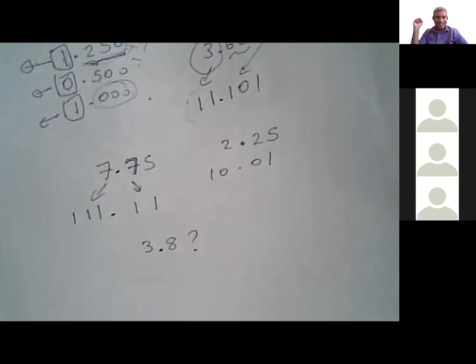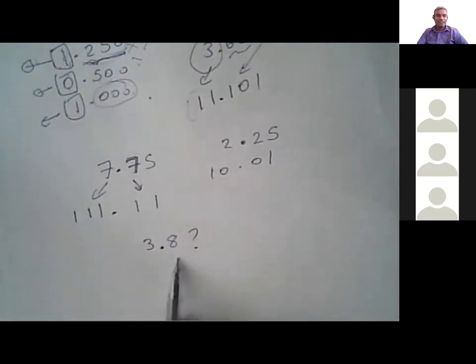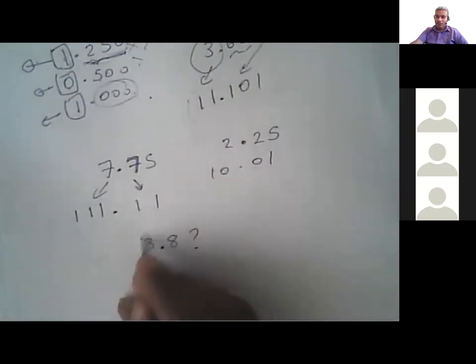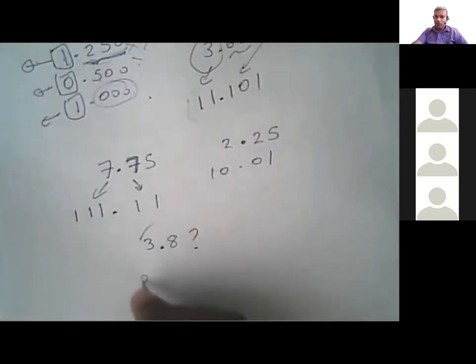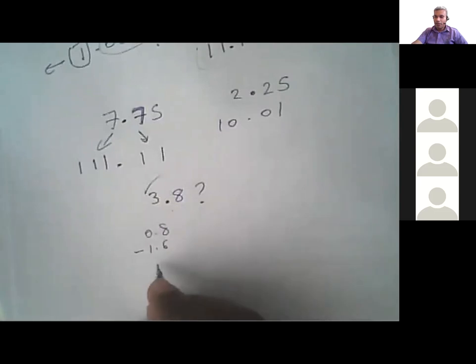Okay, somebody had written the answer. So this would be a little bit tedious thing to do. Why? 3 is okay. You know how to do 3, but 0.8 is the issue. When you say 0.8, you multiply it by 2, you get 1.6. So that's 1. Multiply 0.6, you get 1.2.